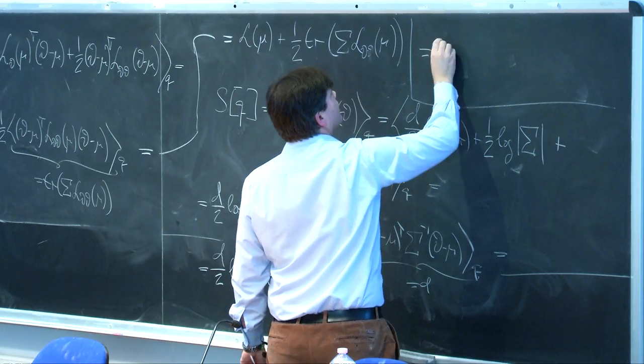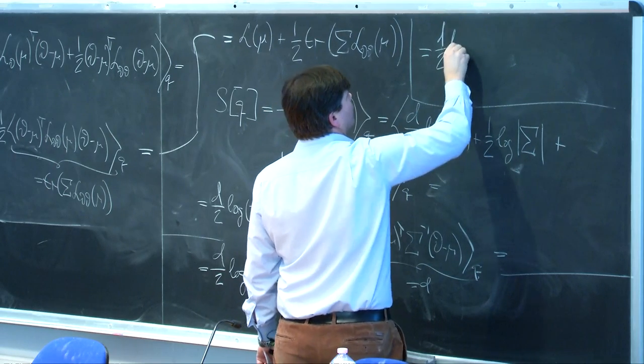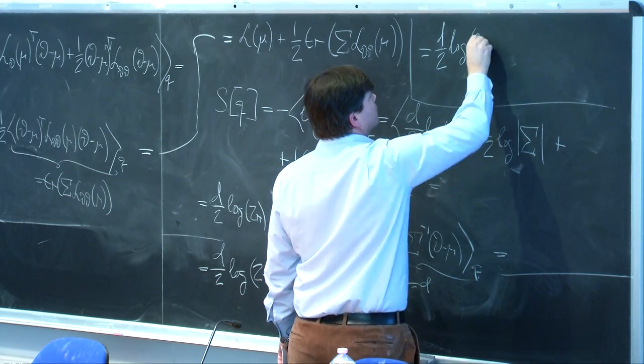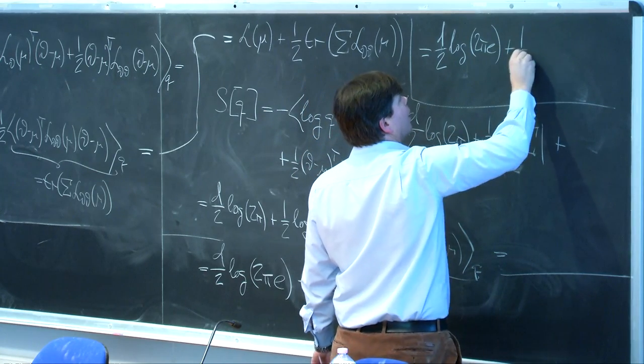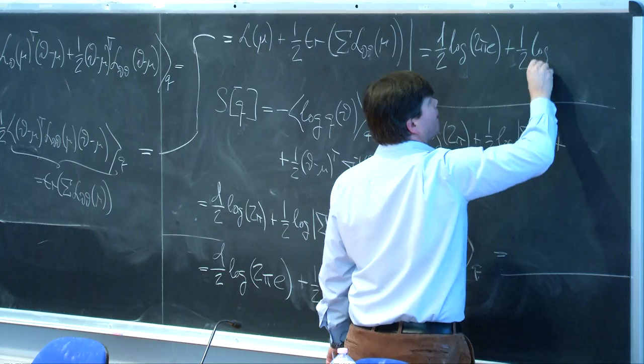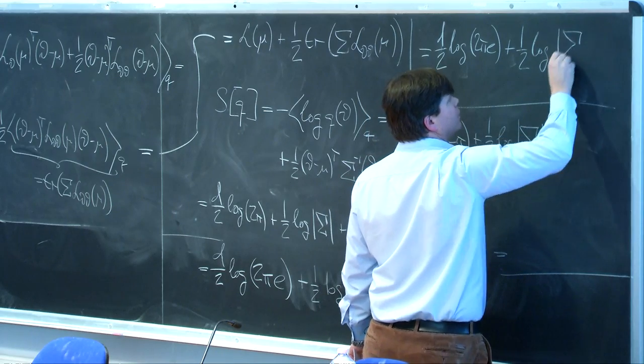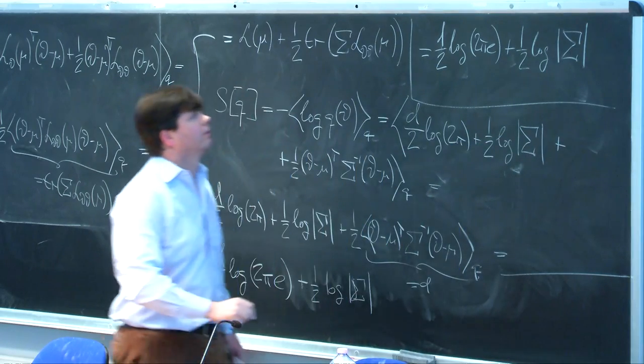D/2 log 2 pi e, plus 1/2 log determinant of the covariance.